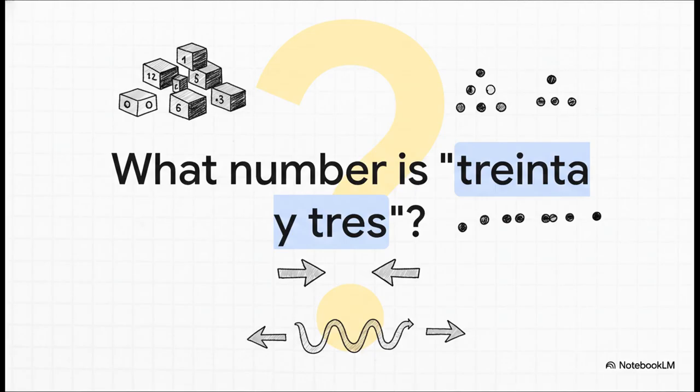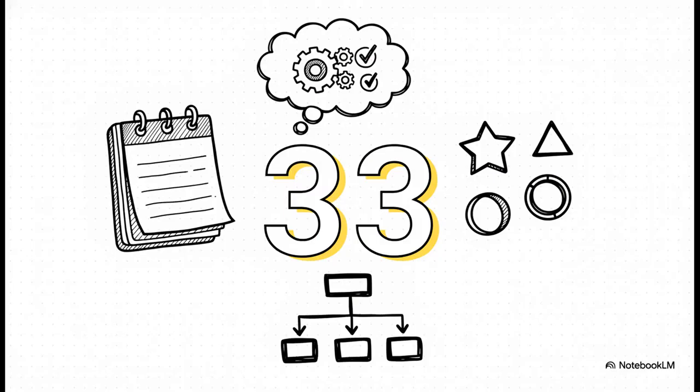All right, let's flip it around. I'll say it. You tell me the number. Ready? What number is treinta y tres? Listen to the parts. What are you hearing? That's it. 33. Treinta is 30. Tres is 3. You see how it's just logical? Once you know this system, it's not a mystery anymore.